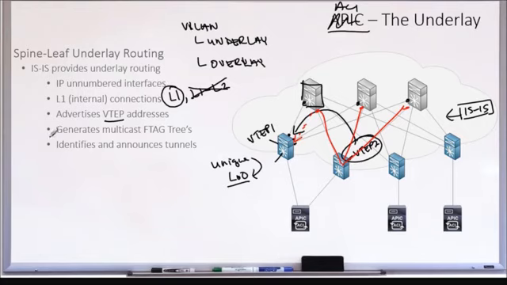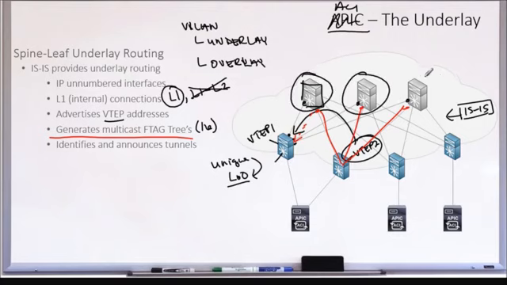We're also going to see that this generates these FTAG trees. And again, if you have dealt a lot with FabricPath in the past, these FTAG trees are what we used to refer to as our multi-destination trees. We'll find with ACI that we're going to build 16 of these trees no matter what. So if we have 16 divided by 3, this is going to be the responsibility of these spine switches.